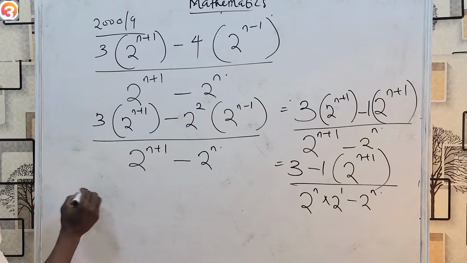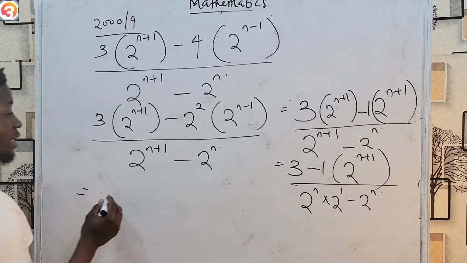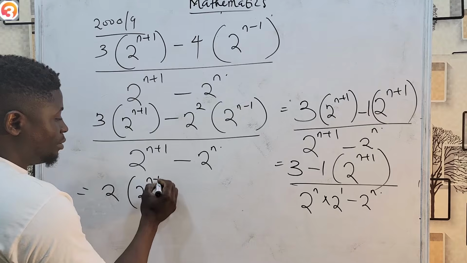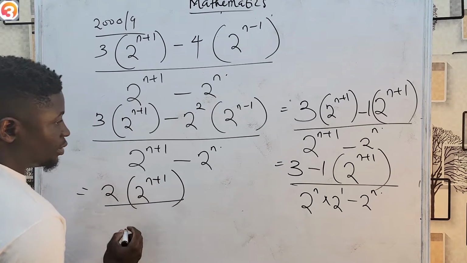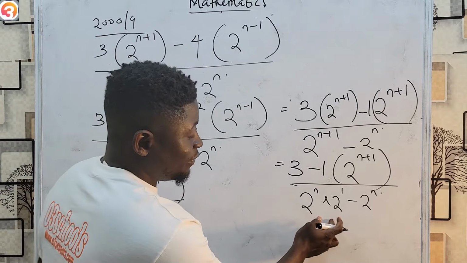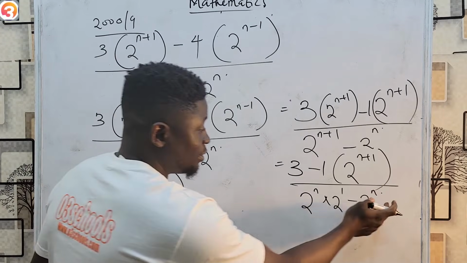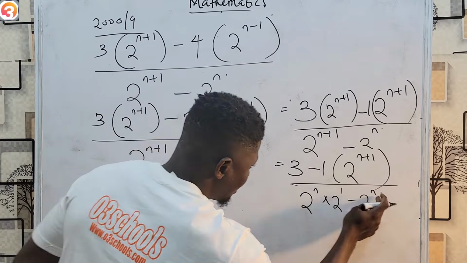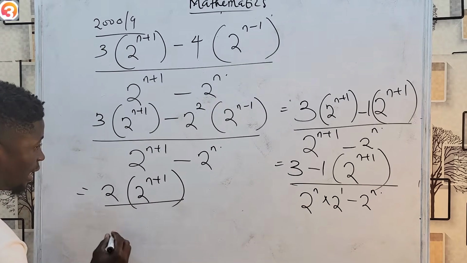Let's come here now. 3 minus 1 is the same thing as 2 into bracket 2 raised to the power n plus 1, all over this. We can now simplify. Can you simplify 2 raised to the power n out of here? Of course, we can simplify. There's 2 raised to the power n here, there's 2 raised to the power n here.